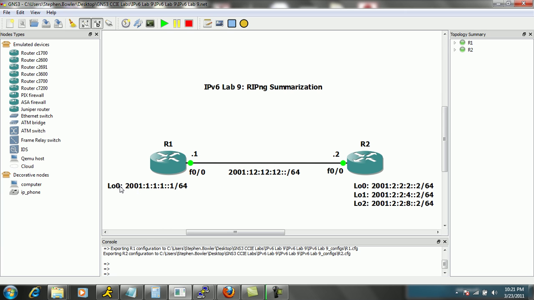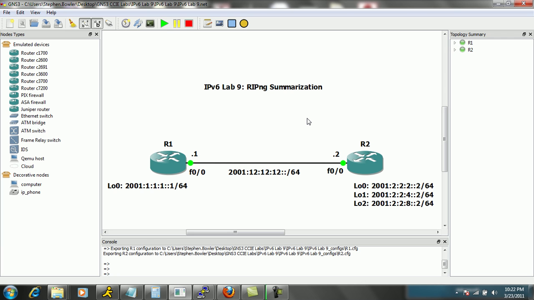On router 1 we have a loopback 0 of 2001:111::1/64, and then on router 2 we have three loopbacks. We have loopback 0, which is 2001:222::2/64, and then loopback 1, which is 2001:224::2/64, and then loopback 2, which is 2001:228::2/64.